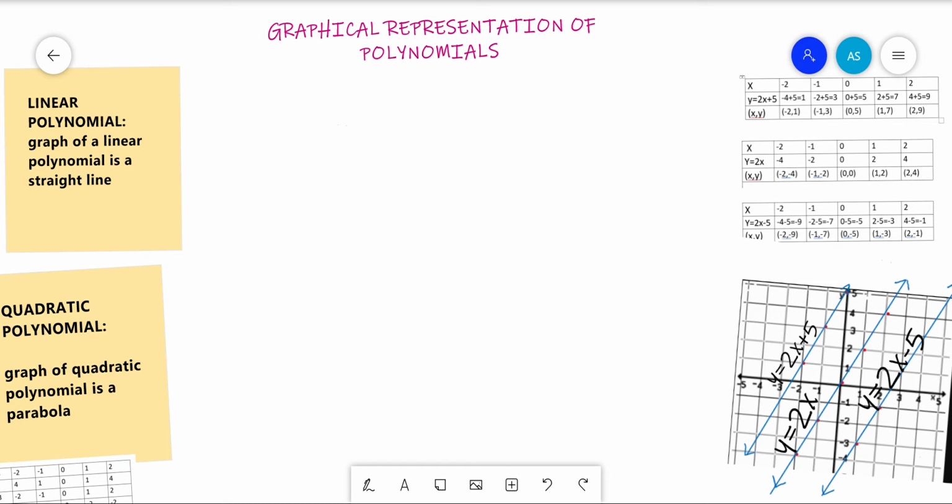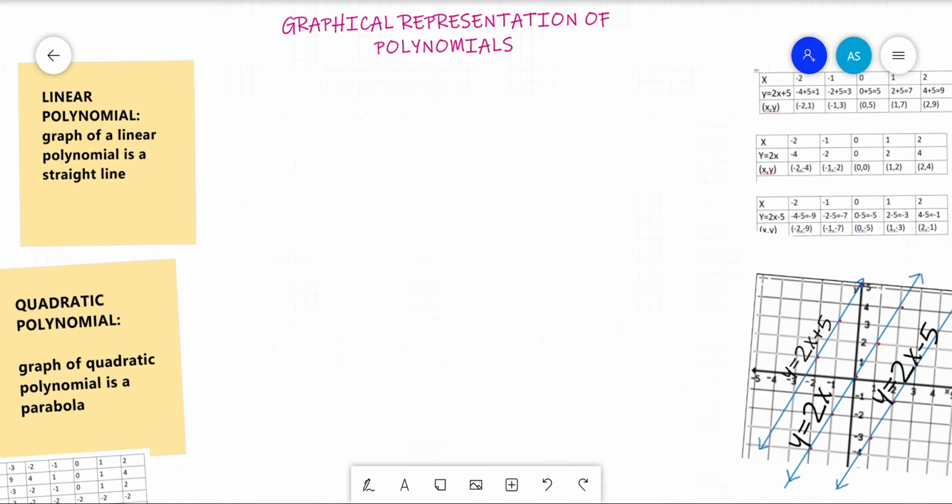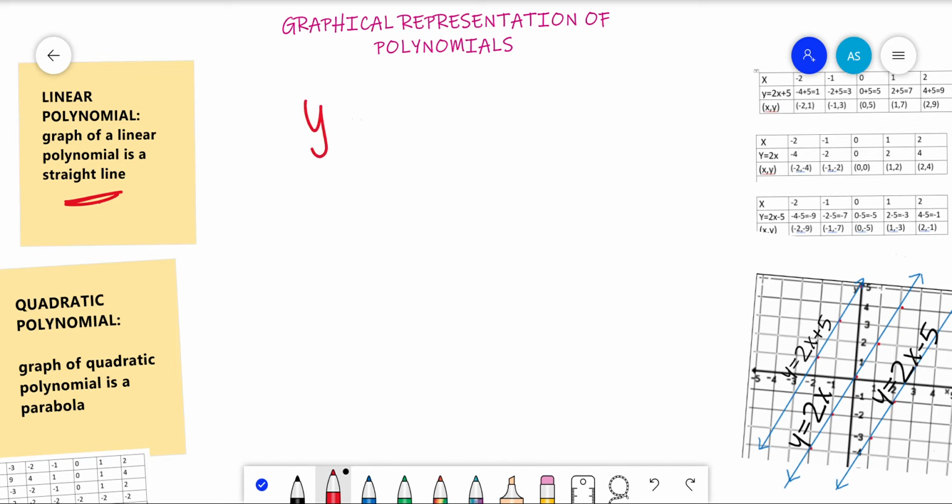Hello guys. In this video I'm going to explain the graphical representation of polynomials. First, consider the linear polynomial. The graph of a linear polynomial is a straight line. So if you consider y = 2x + 5, it is a linear polynomial.